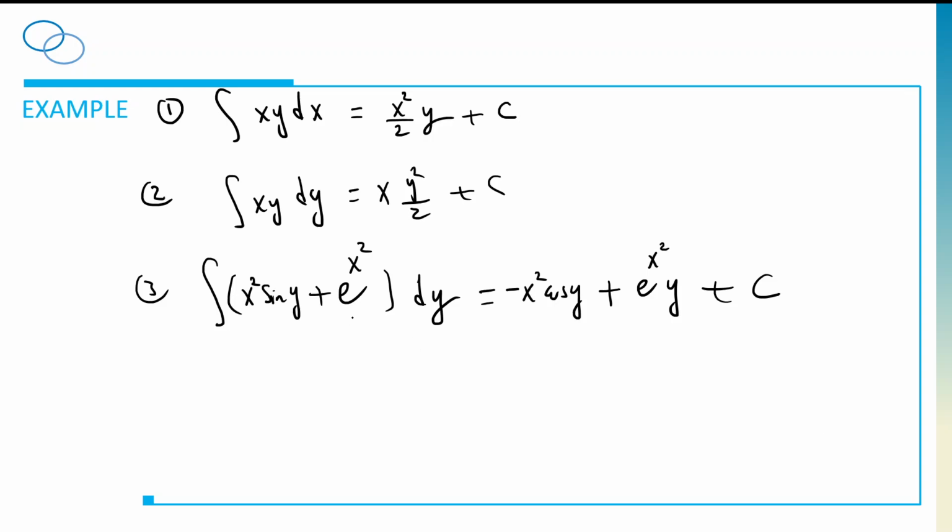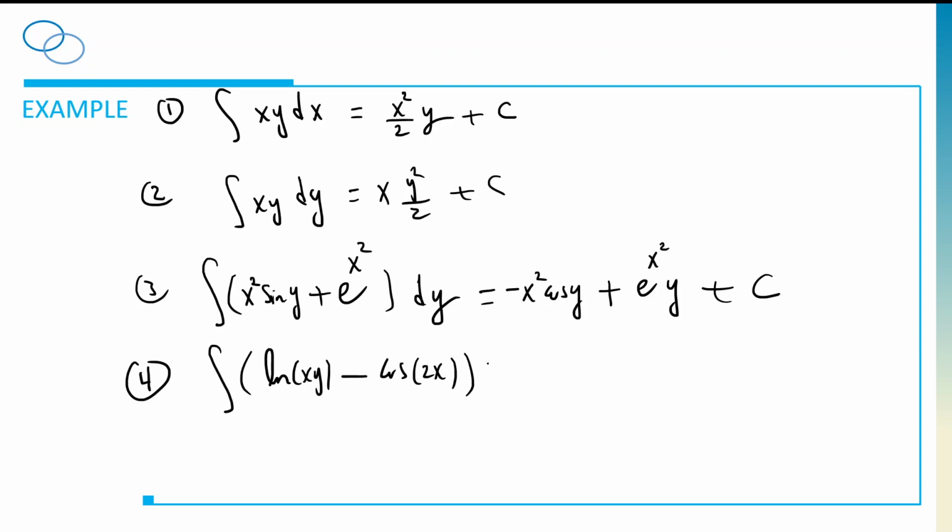So this is what I need you to think about, just how to do the integration with respect to one variable while you consider the other one as a constant. This is just practice before we start the integration. Let's do one more. Let's say that you have the integration of anything. Let's say I have ln of xy minus cosine 2x.